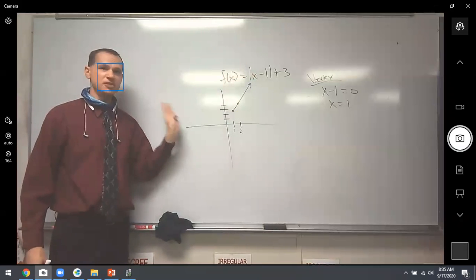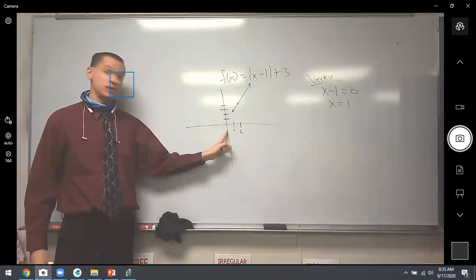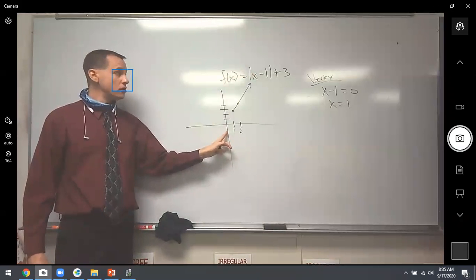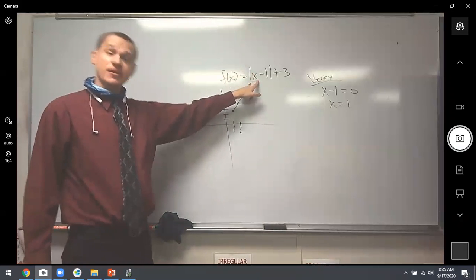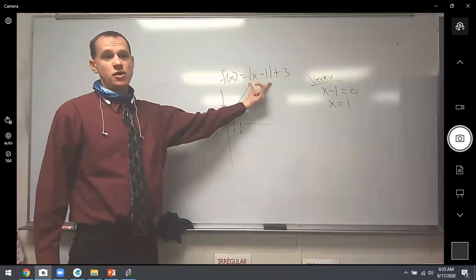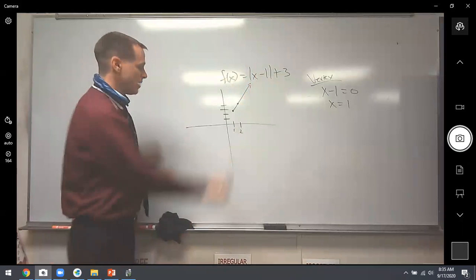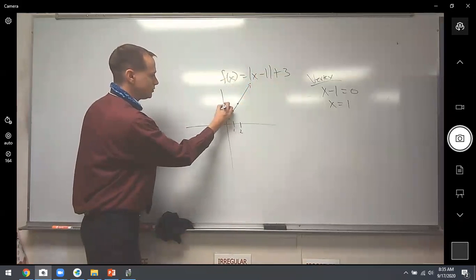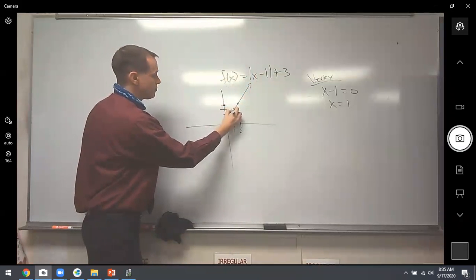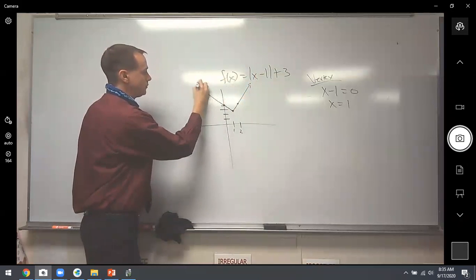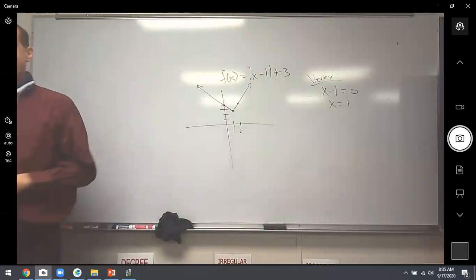On the other side, let's plug in something to the left of 1. How about 0? When you plug in 0, 0 minus 1 is -1. The absolute value of -1 is 1. And 1 plus 3 is, again, 4. So when I plug in 0, I'm also getting out 4. And here's the other piece. So by hand, that's kind of how I figure it out.